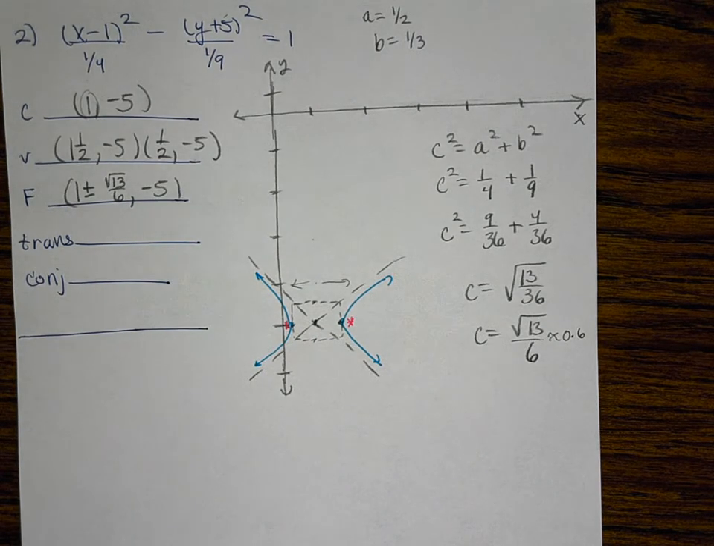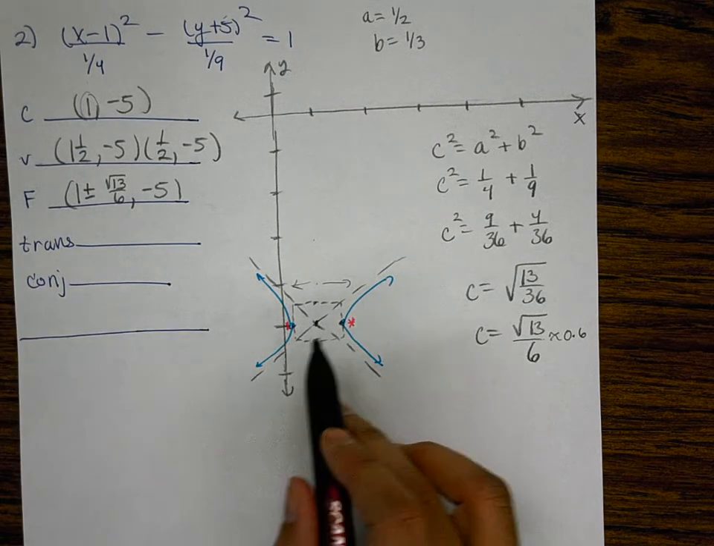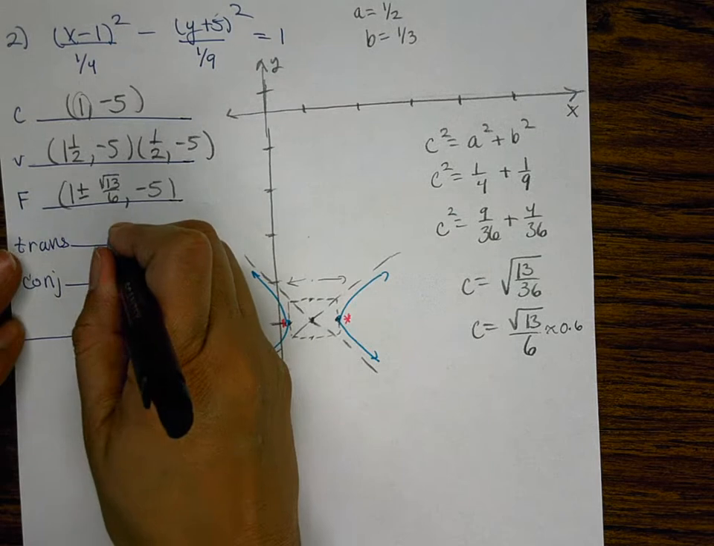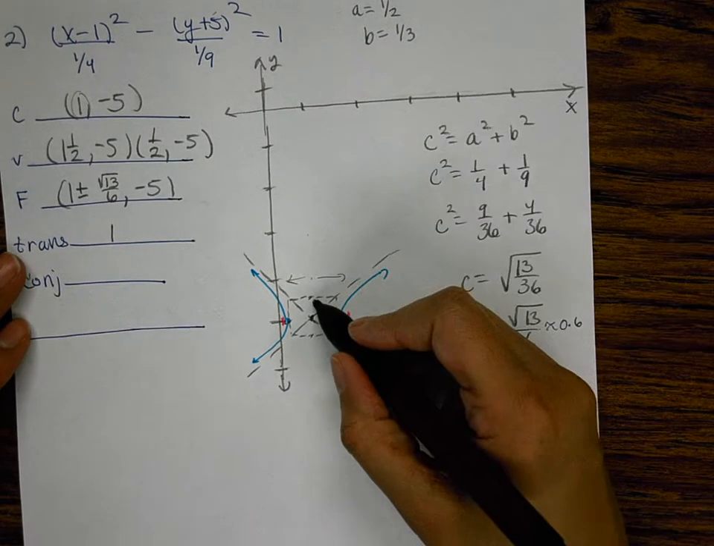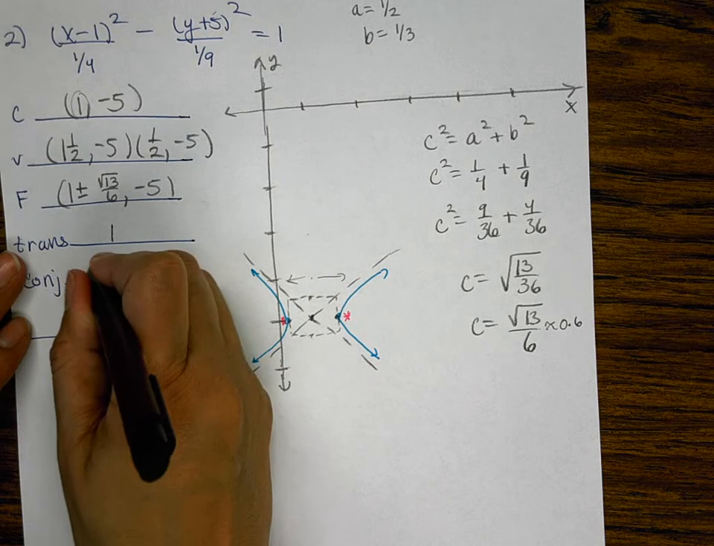Okay. The length of the transverse axis, I went right and left 1/2, so that would be a total length of 1. Conjugate is the non-vertice points. I went up and down 1/3. That would be a total length of 2/3.